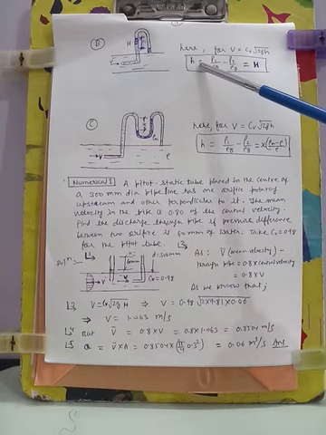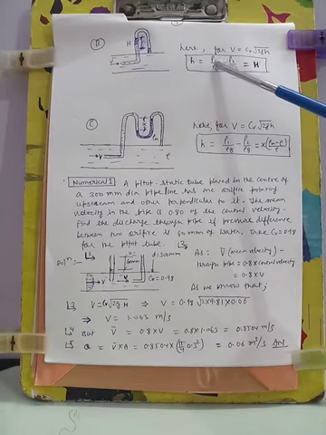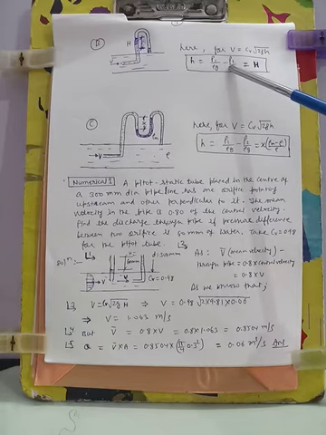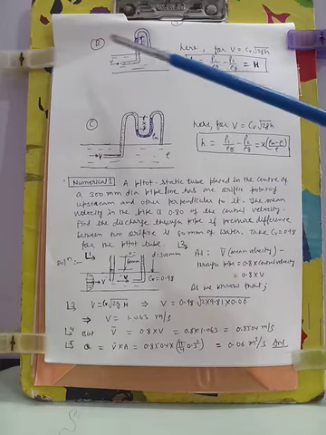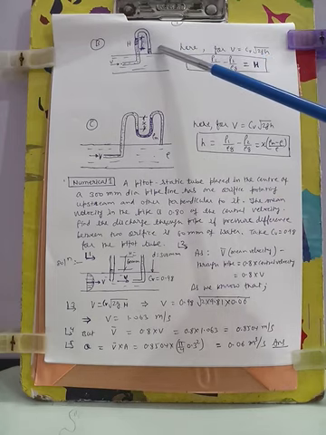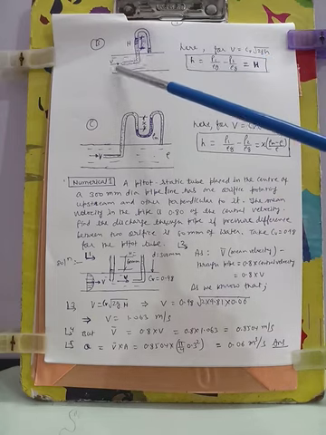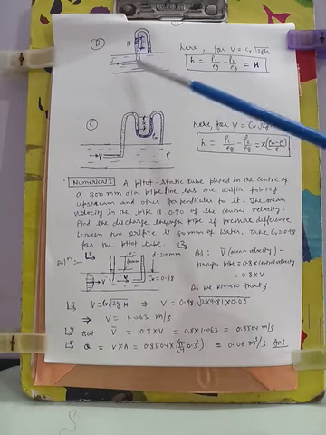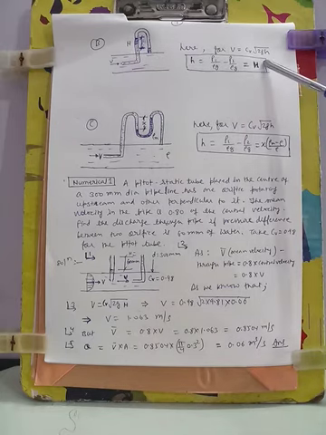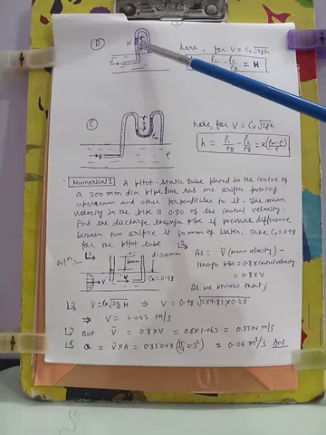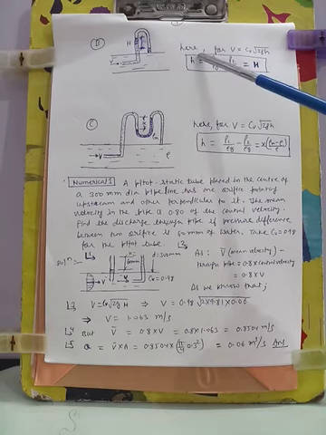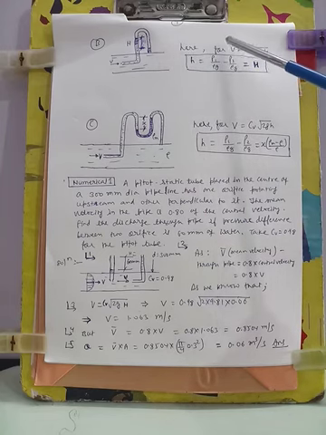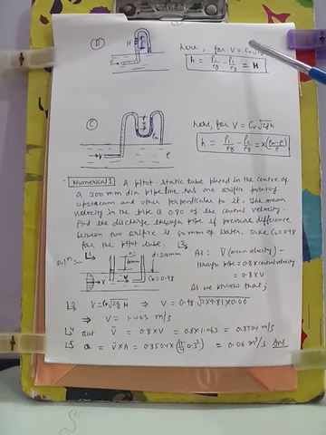H is equal to P2 by rho g minus P1 by rho g. So this is the difference of pressure head here and here. Suppose this is point 1, this is point 2, then P1 by rho g minus P2 by rho g is equal to this capital H. Simply this capital H will give the value of h, and by using the value of h we can find out the velocity of flow. V is equal to Cv, the coefficient of pitot tube, under root 2gh.